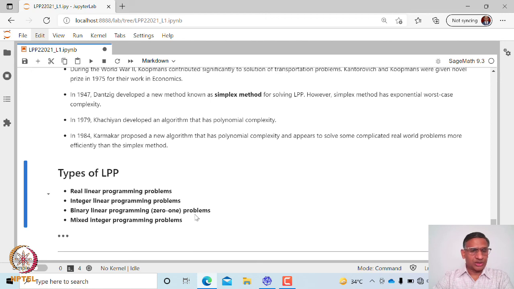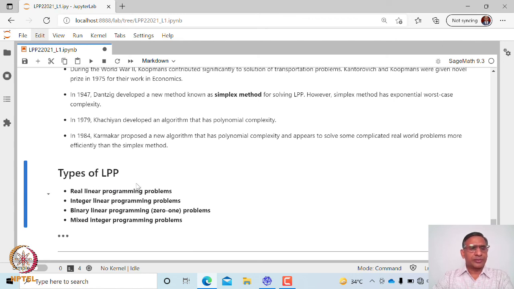For example, in the knapsack problem, if you have n items to choose from, either you choose an item or you don't. If you choose, you can take that as 1. If you don't choose, you can take that as 0. So that can be thought of as a 0-1 linear programming problem. But in some cases, you can have a mixed integer programming problem where some design variables can take integer values and some can take real values. Right. So these are the different types of linear programming problems.